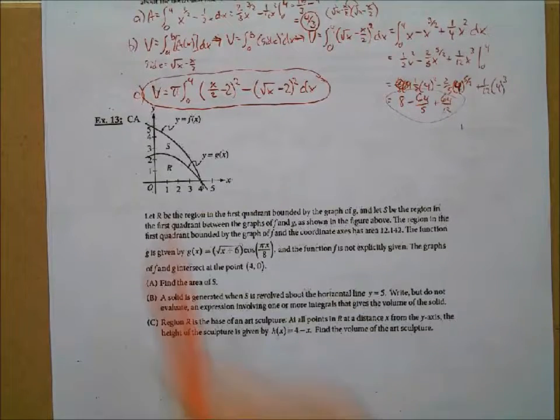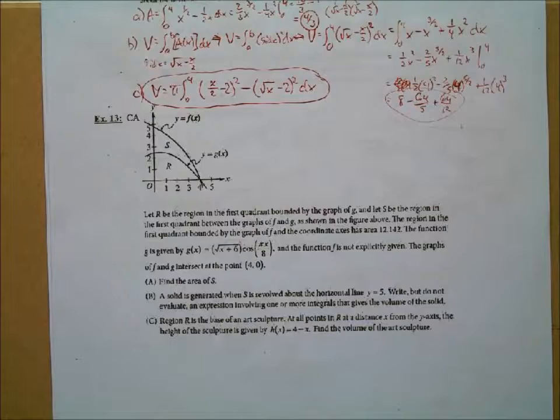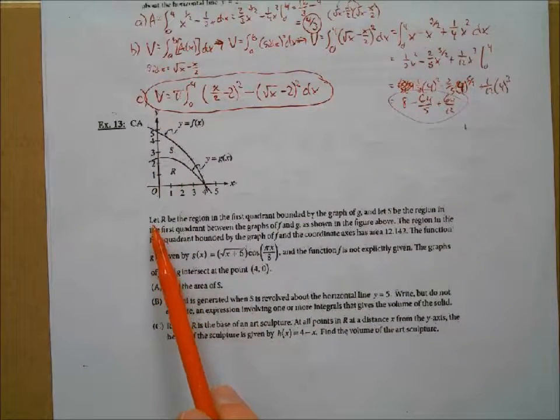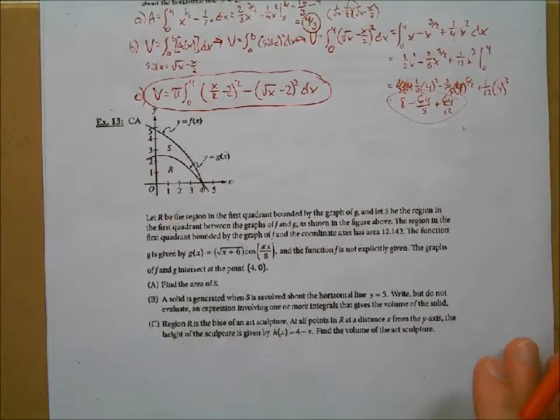Anywho, so let's take a look here, number 13. We've got again CA. This is calculator active, so that's helpful. I'm going to have our calculators handy. You can see we've got some regions here, so let's read through this. Please do, again, read through this paragraph here. There's often important information given there.